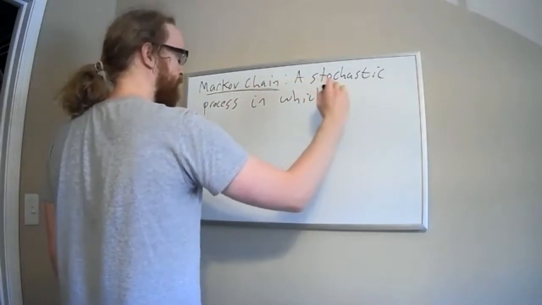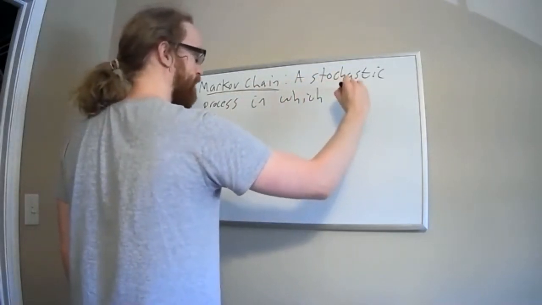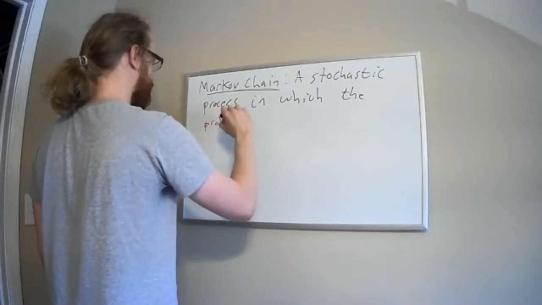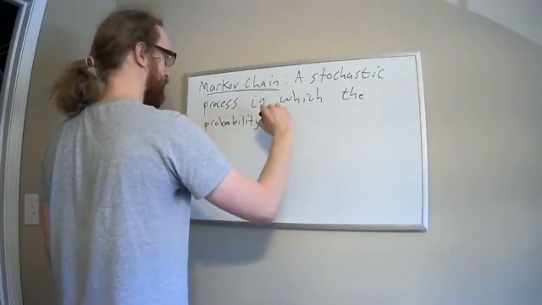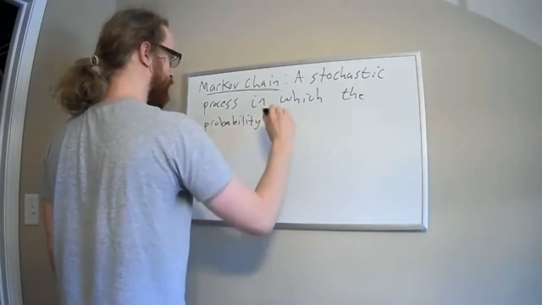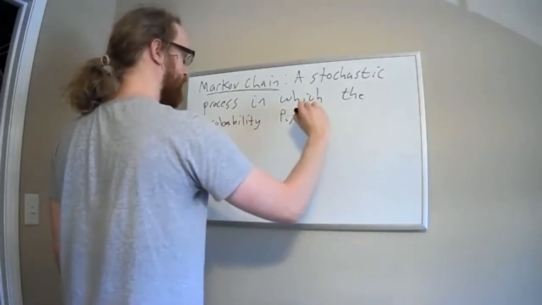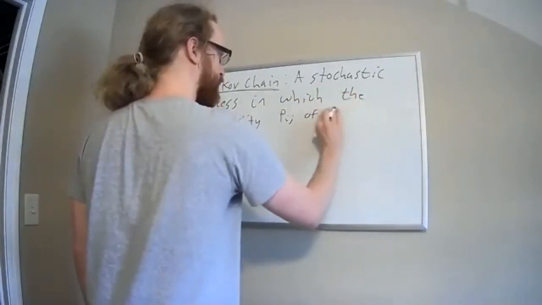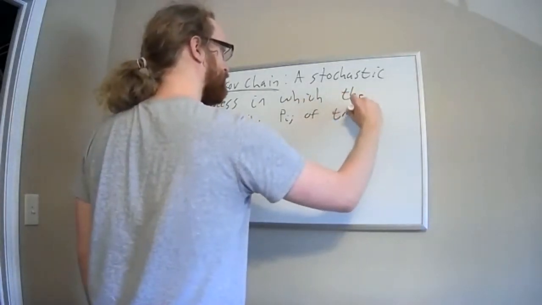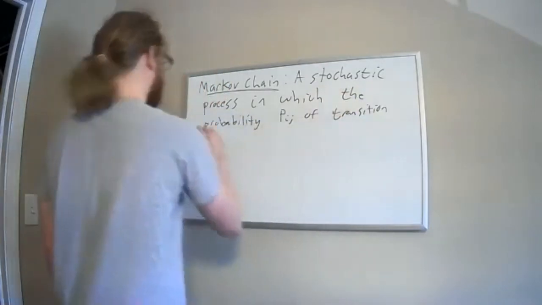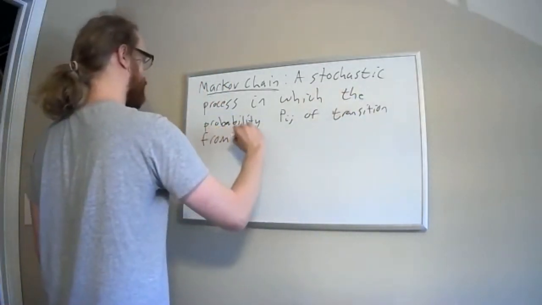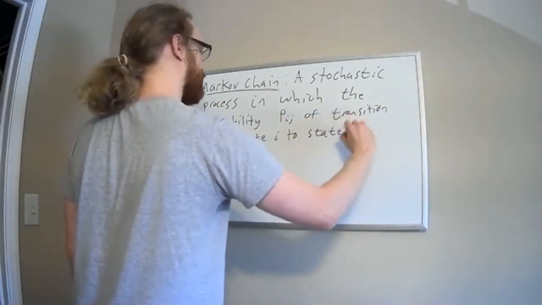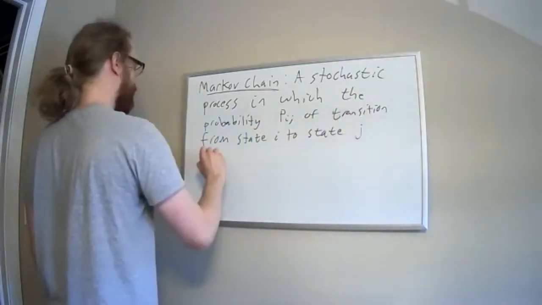It's where the probability, and we'll call this Pij, of transitioning from state I to state J depends only on I and J.